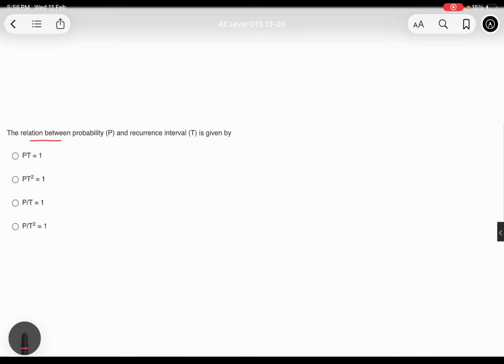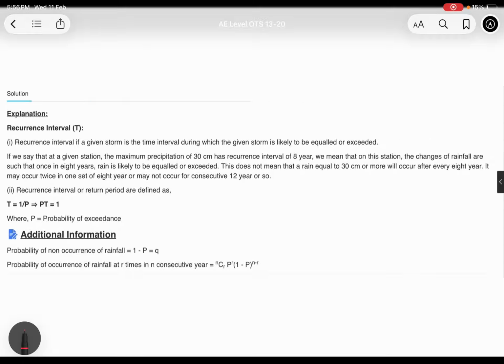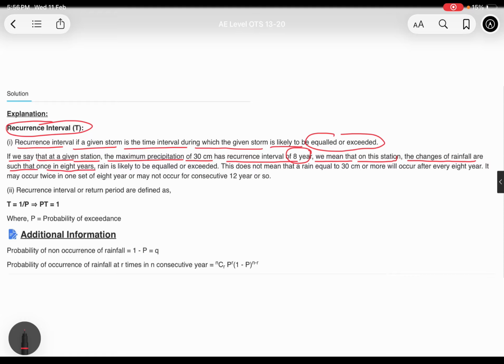Next, the relation between probability P and recurrence interval T is given by PT = 1. Recurrence interval T of a given storm is the time interval during which the given storm is likely to be equaled or exceeded. If we say that at a given station the maximum precipitation of 30 cm has a recurrence interval of 8 years, we mean that once in 8 years the rain is likely to be equaled or exceeded.